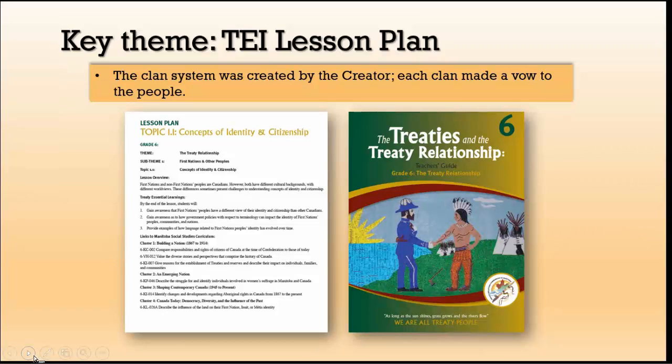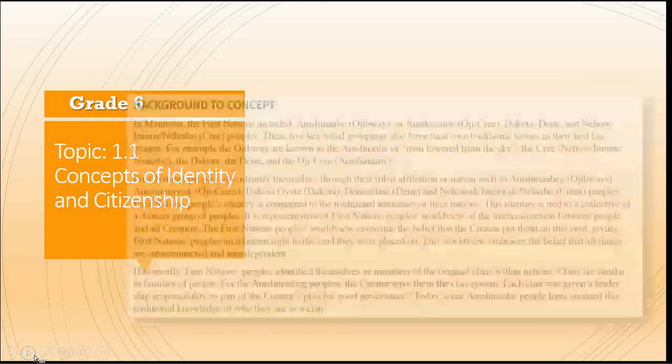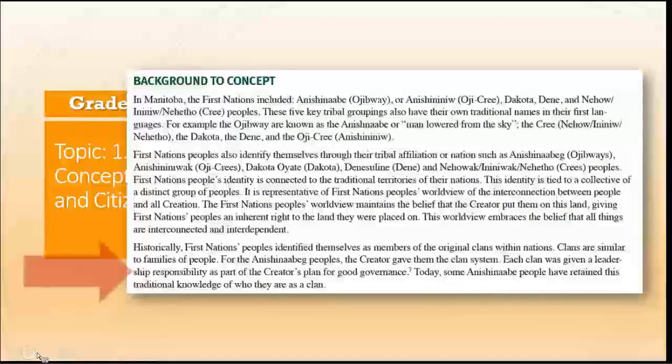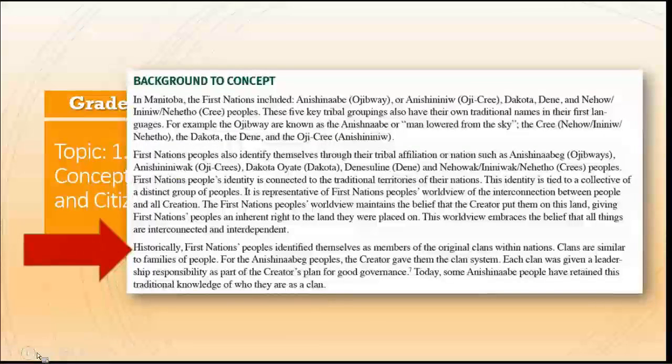Here's our guiding piece from the episode we just explored together. The clan system was created by the Creator. Each clan made a vow to the people. So this actually comes from the grade 6 document. The grade 6 document is called the Treaty Relationship. You can see the lesson plan on the left. It's topic 1.1, Concepts of Identity and Citizenship. Concepts of identity. So this is a bit of the backgrounder.